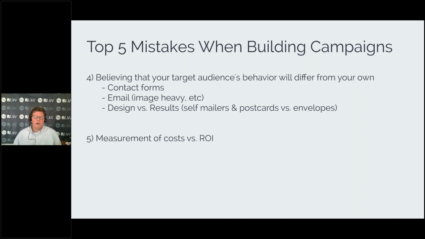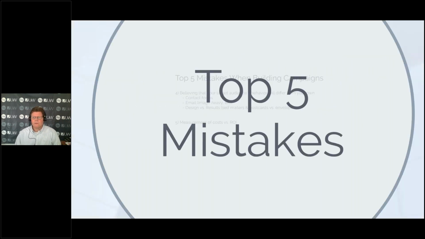And fifth, measurement of cost versus ROI. We all know this, but not all of us practice it. So when you're building a campaign and you want to try something new and it's more expensive, right? Cost per unit is less efficient, is going up. Make sure you're not looking at the cost per piece. You're looking at the cost per butt in a seat, per application online, per campus visit, per whatever it is you're trying to achieve, and what's the value associated with that.